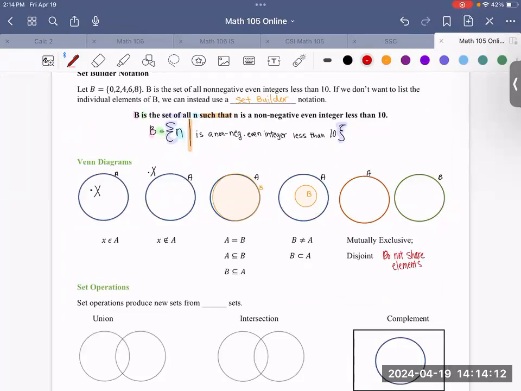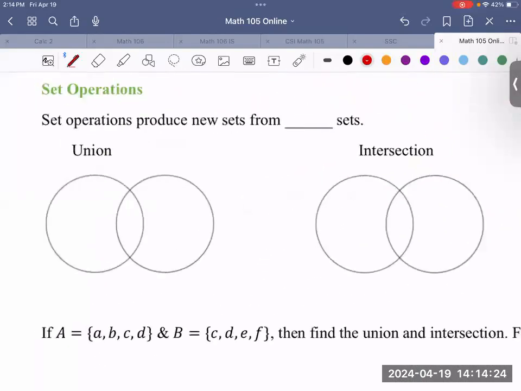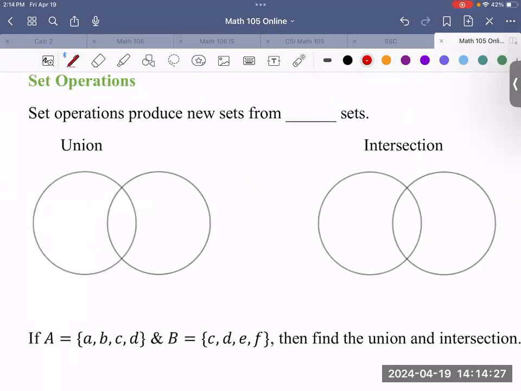Now, with this in mind, we can actually have some set operations with it. With these diagrams, think of these operations like what you do in your basic algebra. You can add, subtract, multiply, you name it, we can do it here. So if we're talking about set operations, we're going to produce new sets from old sets.